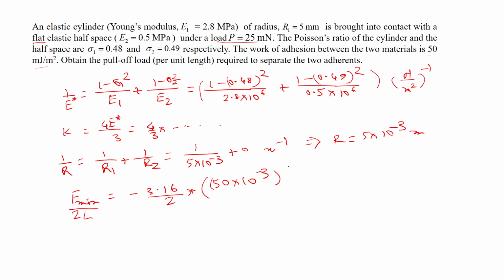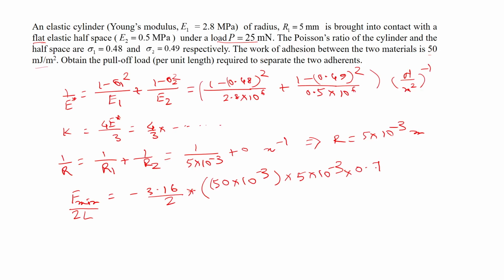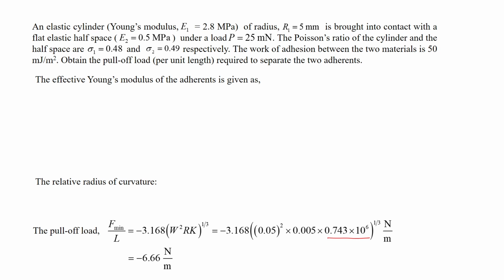So, 50 into 10 to the power minus 3 whole square, into r, that is 5 into 10 to the power minus 3, into K. Let me just see what value of K I got here, 0.743 into 10 to the power 6, whole to the power 1 by 3. So, here you have to divide it by 2. I did a little wrong here. So, it has to be divided by 2 here to obtain 3.33.